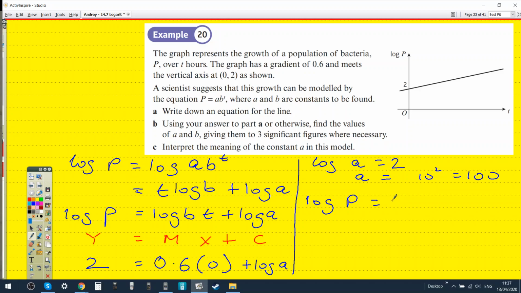What is that? That is log b. Log b matches up with m. So it's the gradient. So the gradient is log b. What is the gradient? 0.6. So does that mean that 10 to the power of 0.6 is equal to p? You don't need to find p. We just need log p equals 0.6x plus c. So what is x? What is c?